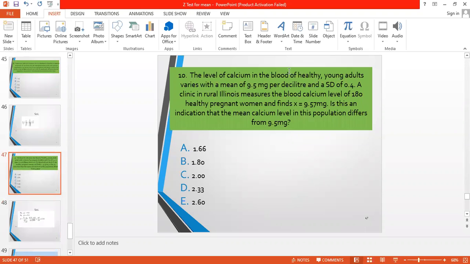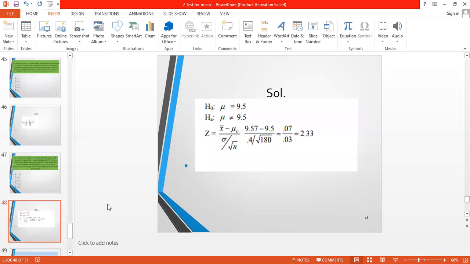The level of calcium in the blood of a healthy young adult varies with a mean of 9.5 milligram per deciliter and standard deviation 0.5. A clinic in rural Illinois measured the blood calcium level of 180 healthy pregnant women and found X equal to 9.57. Is this an indication that the mean calcium level in this population differs from 9.5? Options: 1.66, 1.80, 2, 2.33, or 2.60. The answer is D, 2.33, and this is the solution.